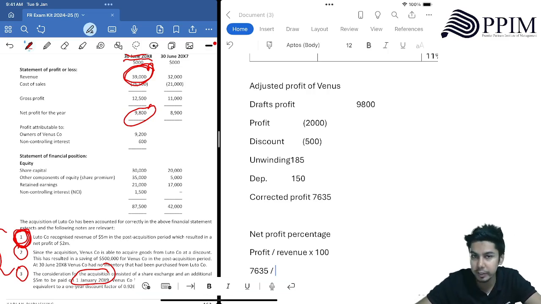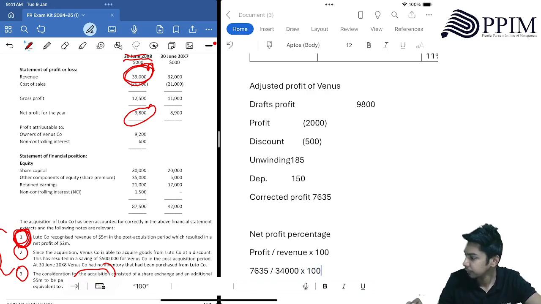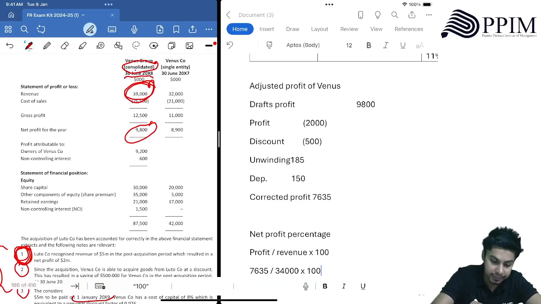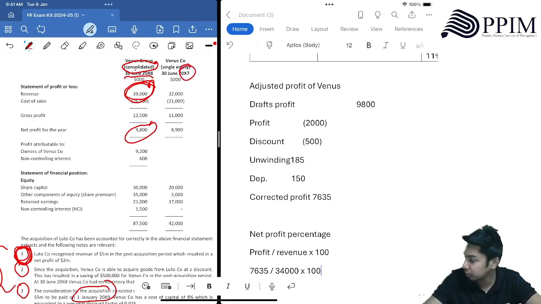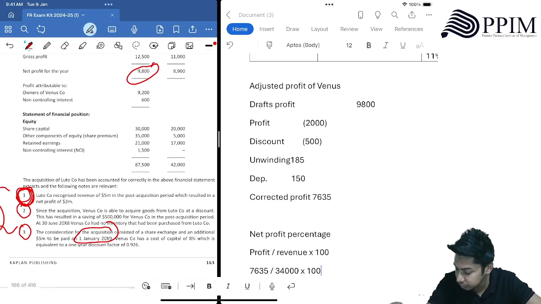Guys, now see, total revenue is 39, but inside this, how much is from Luto? 5 million. So if Luto is not there, will we have that 5 million? No, we won't. So, guys, the adjusted revenue has to be 34 million. Now, can you find the answer, please? And remember, the single entity is for 2007, the consolidated one is for 2008. They are asking you to recalculate the consolidated one.